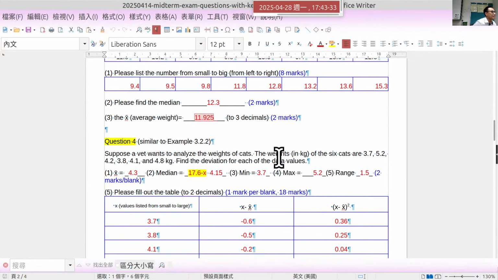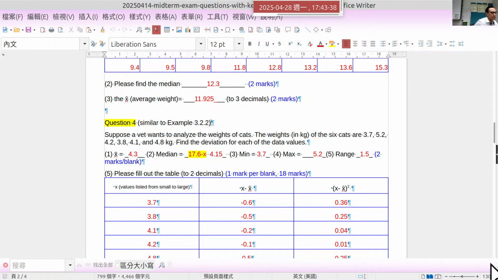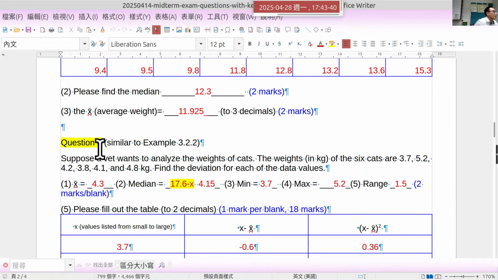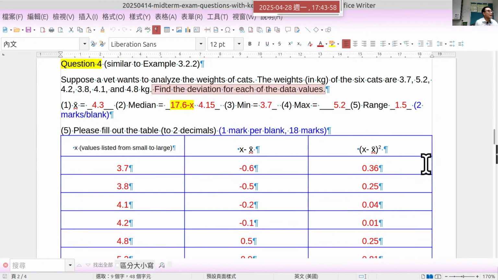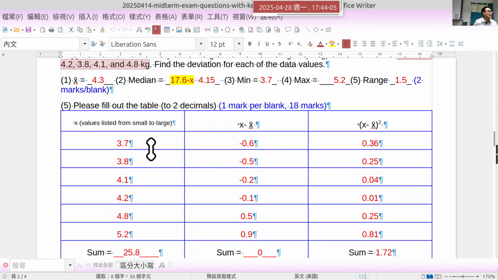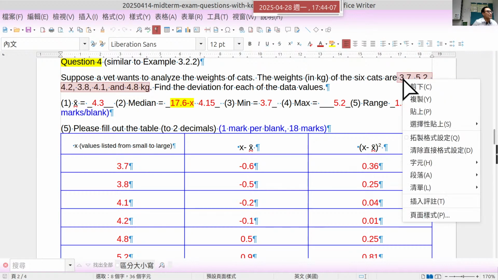Okay, so far any question? And next, question number 4. Suppose a vet wants to analyze the weight of cats. The weights in kilograms of the 6 cats are 3.7, 5.2, and so on, like this. Find the deviation of each data value. First of all, we need to sort the 6 weights in a line. Thus, I just copy.